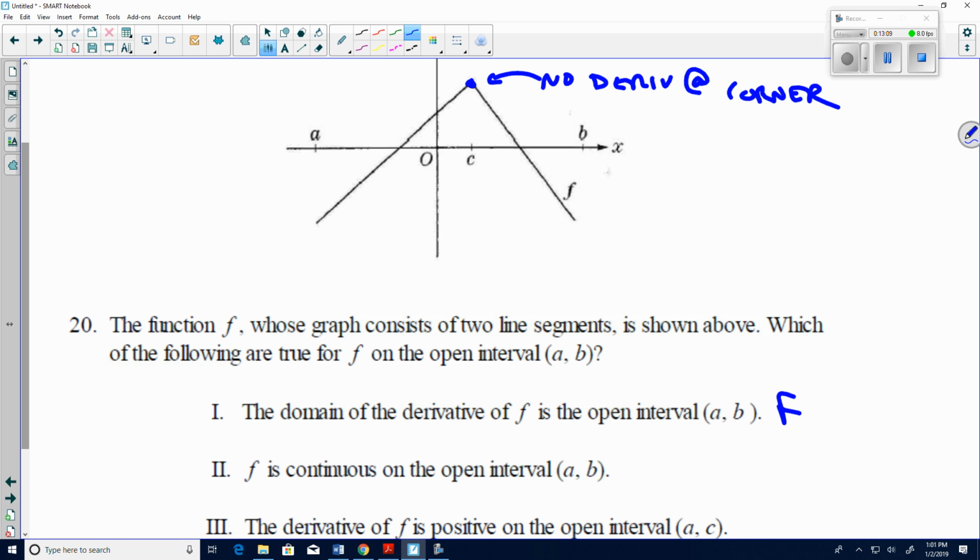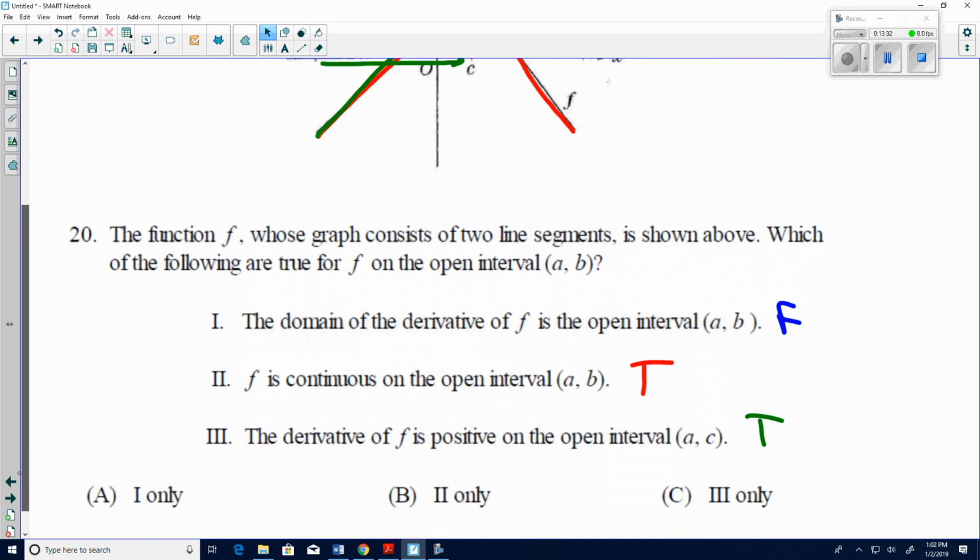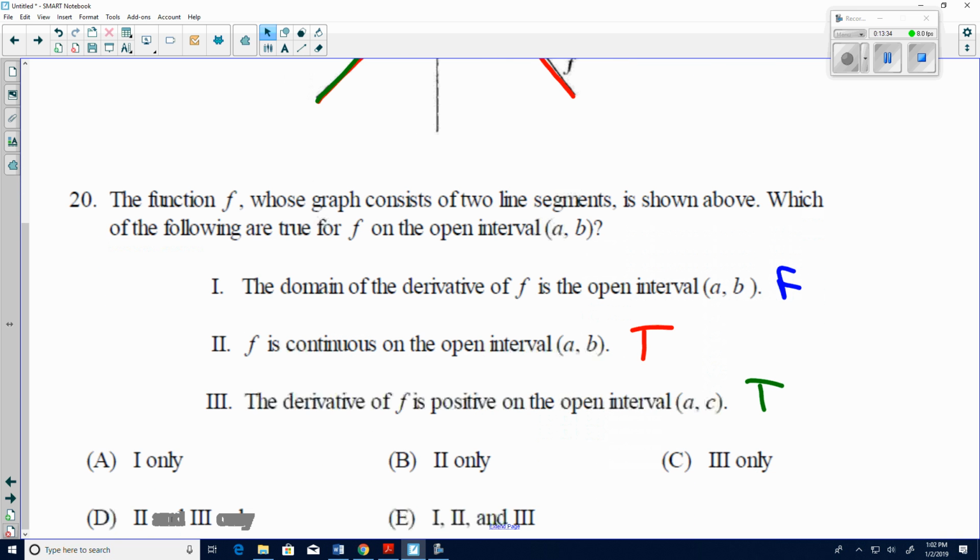F is continuous from A to B. Well, that's certainly true. I can draw my picture without picking up my pen, so that's true. And the derivative is positive on the open interval A to C. Well, A to C is just right here, and sure enough, the function is increasing, so that's also true. So it looks like we have 2 and 3 only. Choice D is the answer.